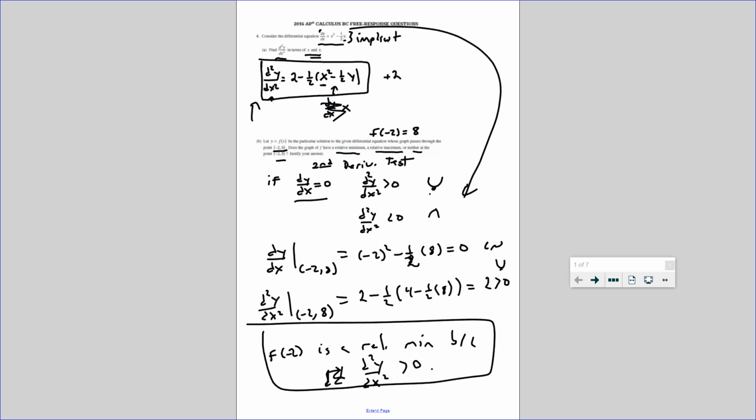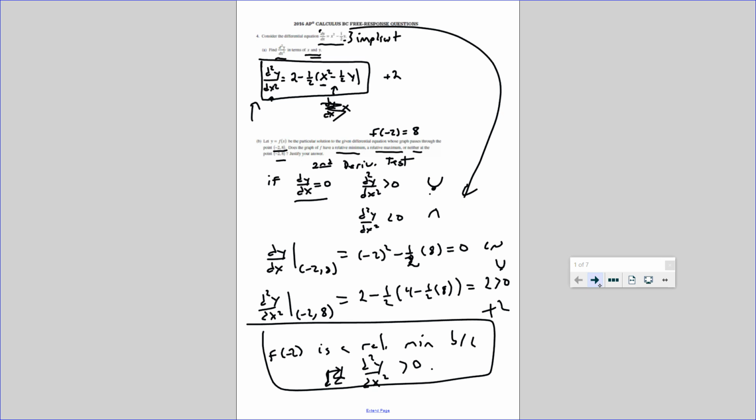So let's point this out. All this is just worth 2 points. Pretty easy. So that should be an easy 4 points for us right there. But you do want to make sure that you can do these problems. So that's parts A and B.